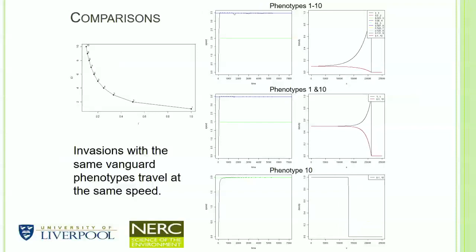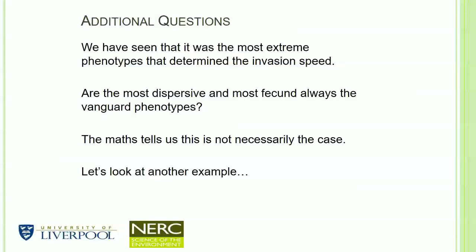So we find that the vanguard phenotypes will travel at the same speed in any of the populations. If you notice here as well, all of the phenotypes are still at the front. So we still have diversity being maintained despite no frequency dependent selection, which is important. Some additional questions come out of this. We've seen that phenotypes 1 and 10 happen to be the most fecund and the most dispersive. Intuitively that makes some sense.